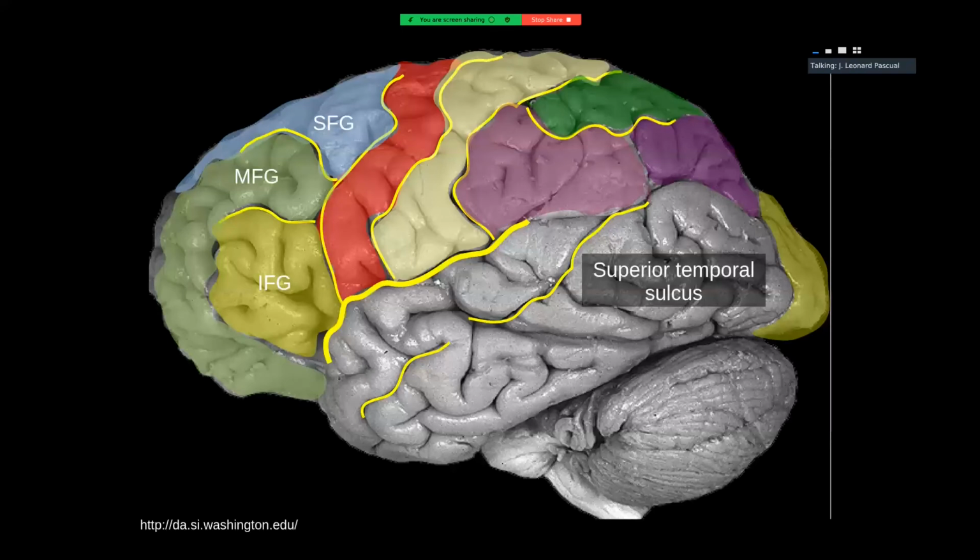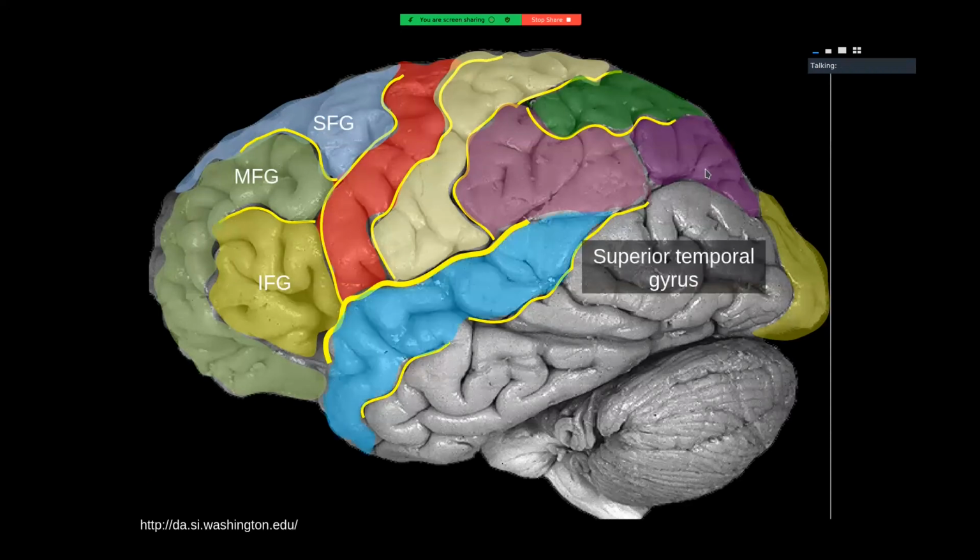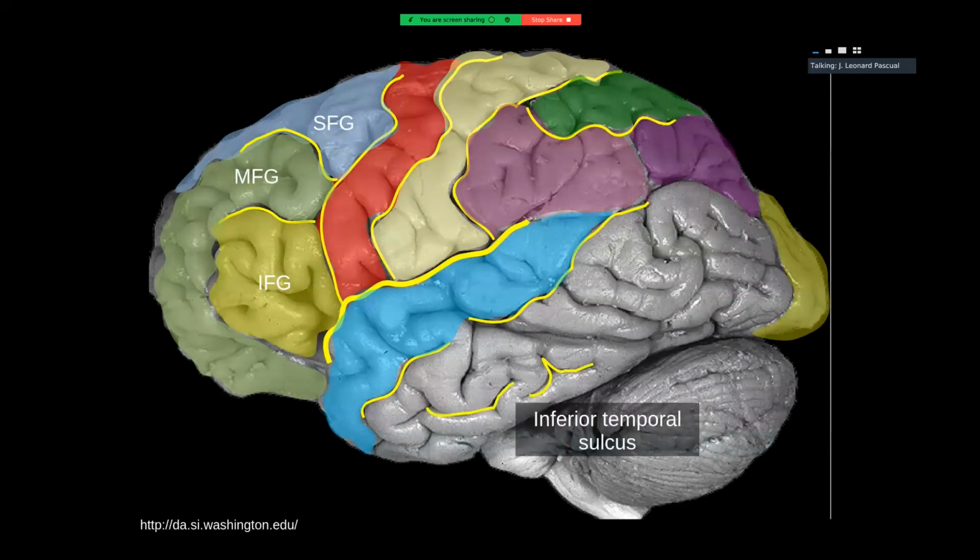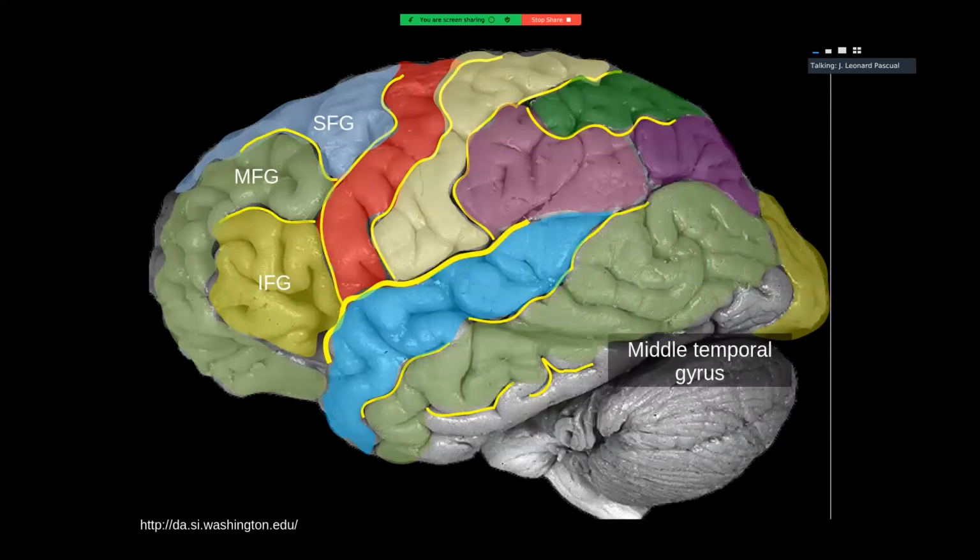Okay, so that's completing the picture now. Temporal lobe with its superior temporal sulcus, which is the sulcus that we follow to find that angular gyrus here in the parietal. So that is the superior temporal gyrus. And then you have an inconsistent, as you can see, a broken up sulcus down there, which will separate the middle from the inferior temporal gyrus.